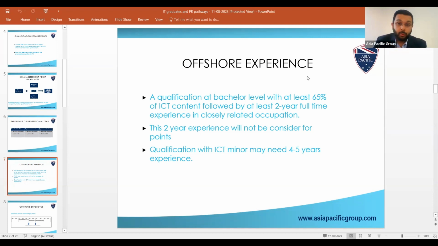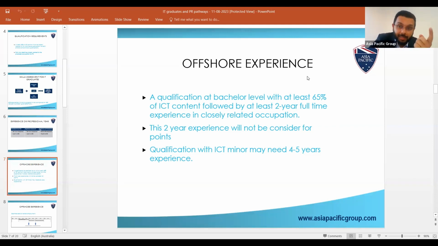So that's a problem. For example, if someone has 5 years of experience, the first 2 years will be deducted. They will be left with 3 years. That will give them 5 points only. Obviously that's a very difficult position, because we have a lot of clients who are overseas and have 5, 6, or 8 years of experience. We cannot give them the full 15 or 20 points that they deserve, only 5 or 10 points, because the assessing body deducts 2 years if it's an IT major degree.